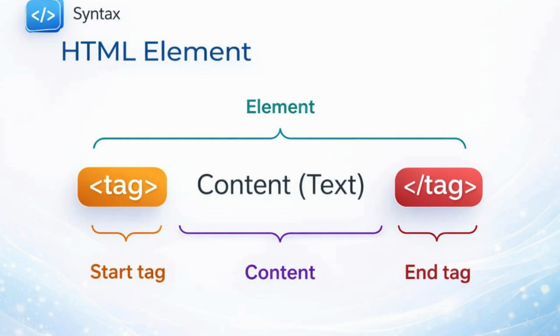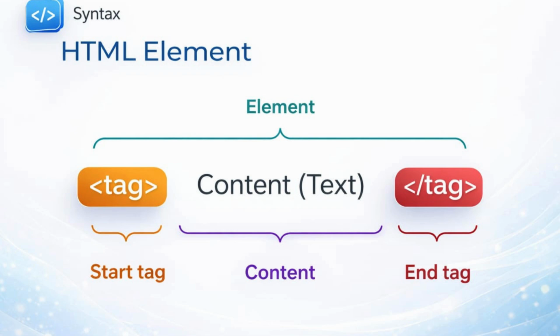HTML element. This image explains one of the most important concepts in HTML. Let's understand HTML elements in a super simple way. Every web page you see is built using something called HTML elements. Together, they form a complete block that tells the browser how to display content. An HTML element has three parts: a start tag, content, and an end tag.